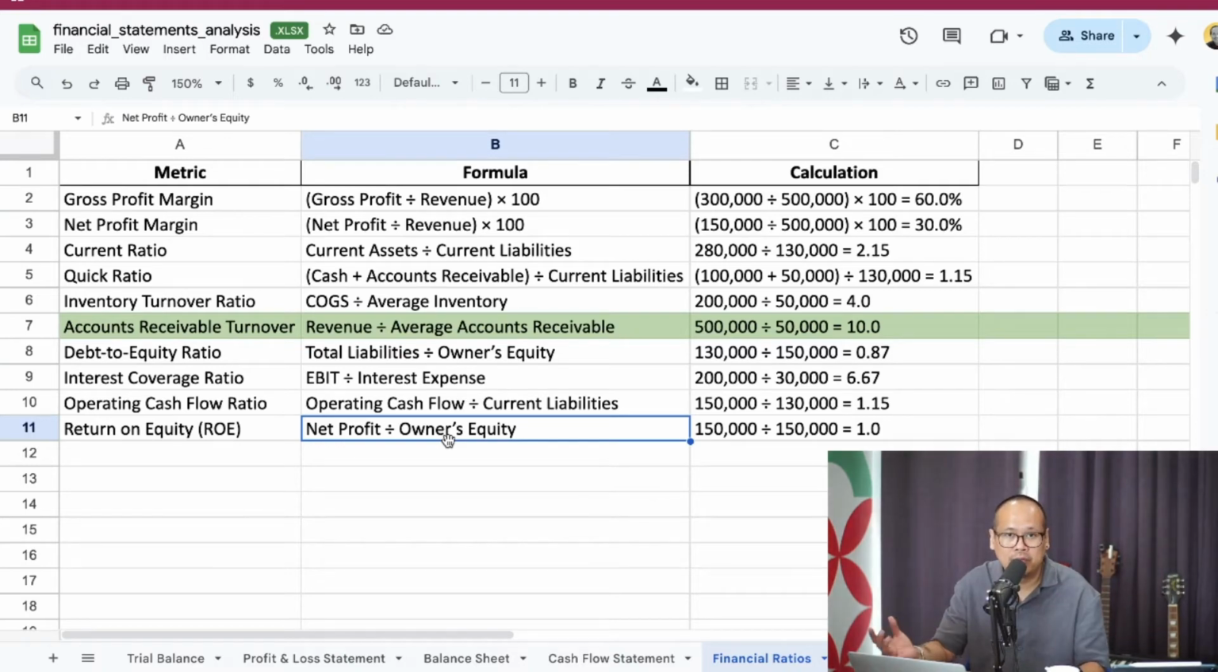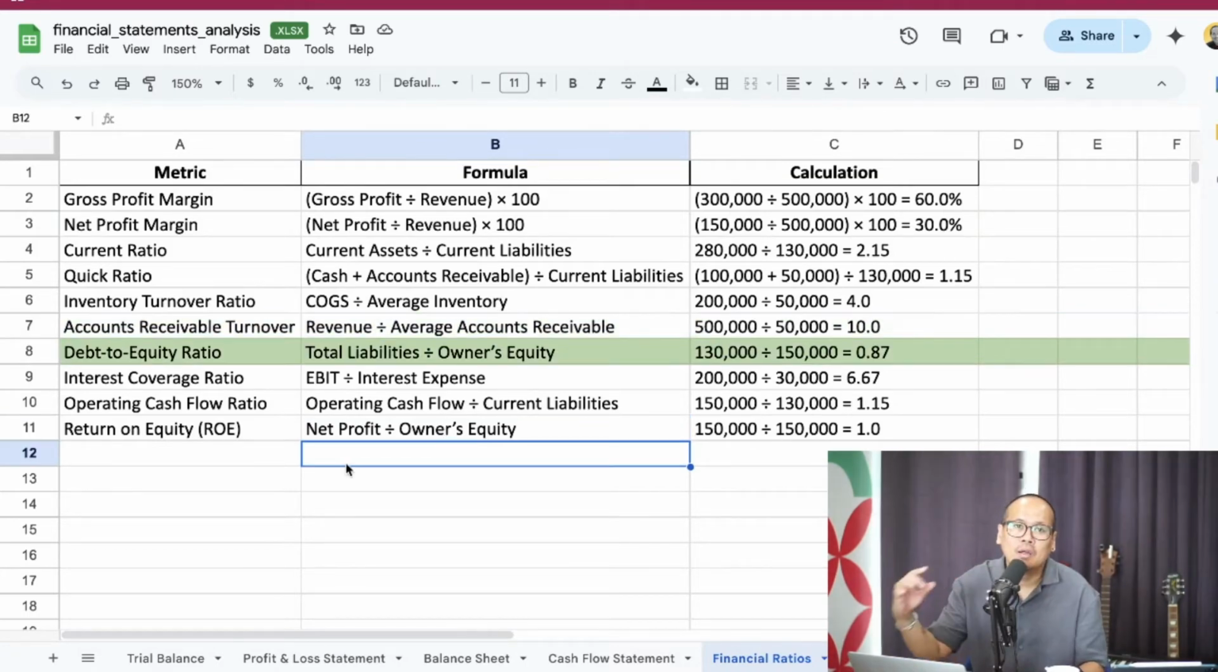8 to 12 times per year is the retail industry standard. So if it's higher than 12, customers pay fast but consider offering flexible terms for growth or more customer retention and acquisition. If lower than 8, then you're waiting too long for payments. Enforce stricter credit policies. Ratio number 7 is leverage ratios.